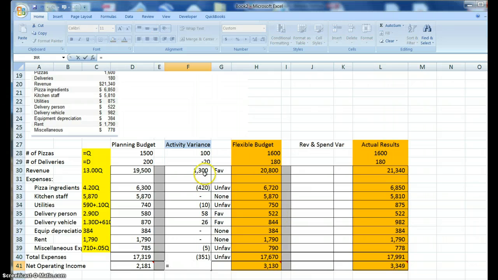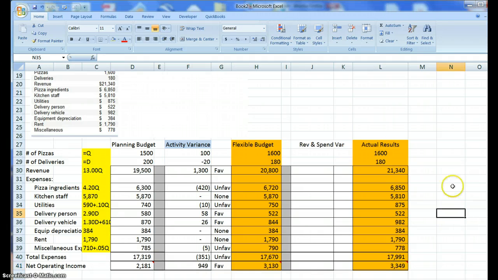Now, when I take my revenues and I subtract the 351, 1,300 minus 351 takes me just under 1,000. It's still favorable. So the revenue increase offset my cost increases, which you would hope would happen. And so the activity variance ended up generating profit. Those 100 extra units generated $949 of extra profit for the company.